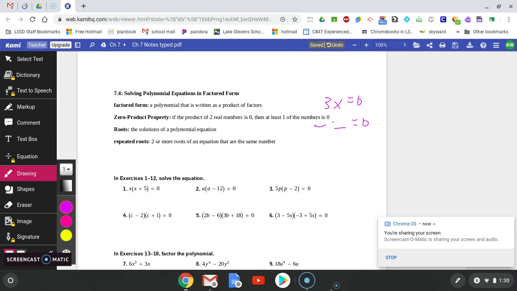Roots is a fancy way to say the solutions. So the roots, the solutions, the zeros, all of those mean the same thing. It means find the answer.